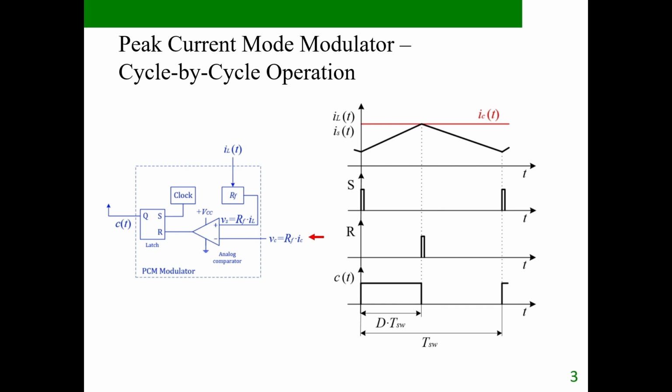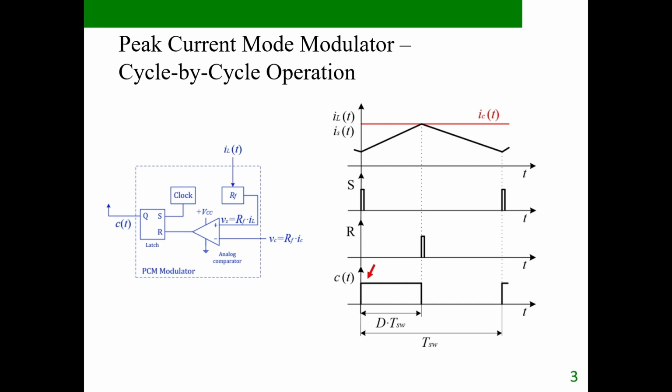The output of the comparator is connected to the reset input of an SR latch. The set input of the latch is driven by the internal clock or oscillator. Now let's look at the time diagrams on the right. At the beginning of each switching cycle, the clock generates a short pulse that sets the latch. This causes the latch output C of t, which is our PWM signal, to go high.